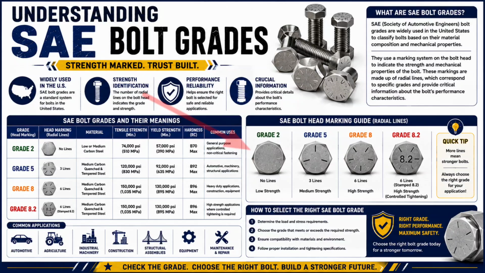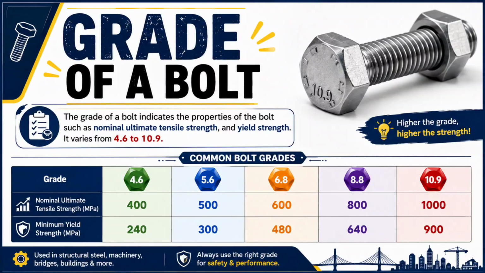As we discussed earlier, if there is no line present on the bolt head, it represents grade number 2. If only 3 radial lines are present on the bolt head, it represents grade 5. If 6 lines are present on the bolt head, it represents grade 8. I hope you all understood how to read the bolt grades with both the SAE system as well as the metric system, and how to identify the different bolt grades.